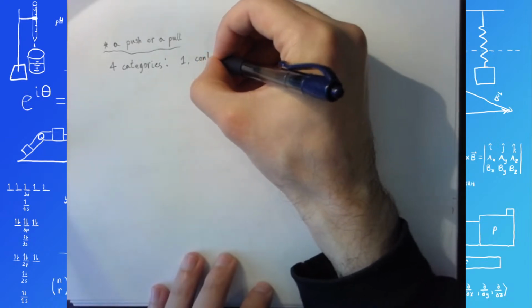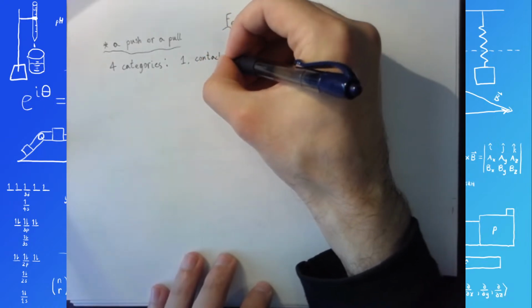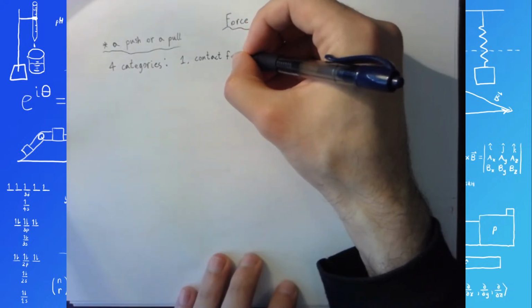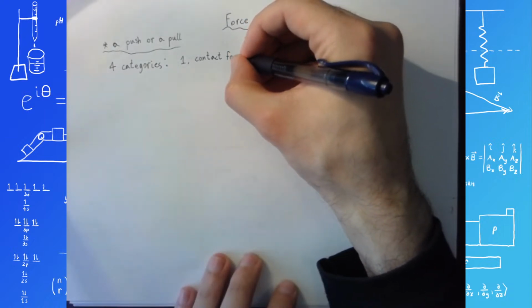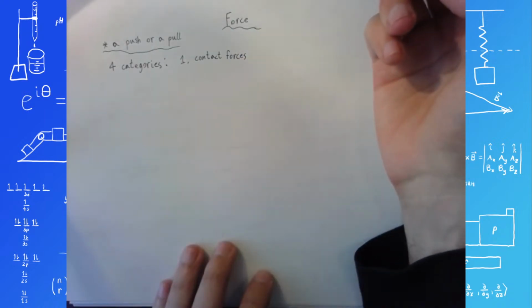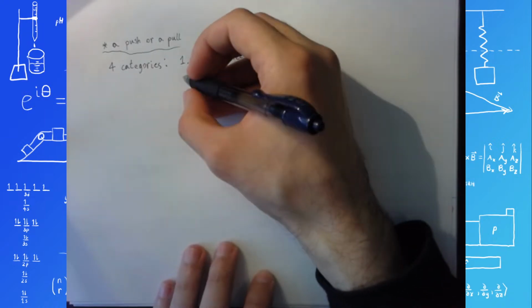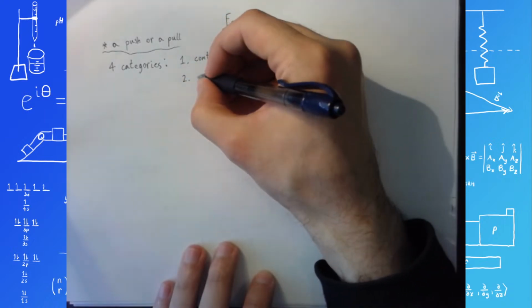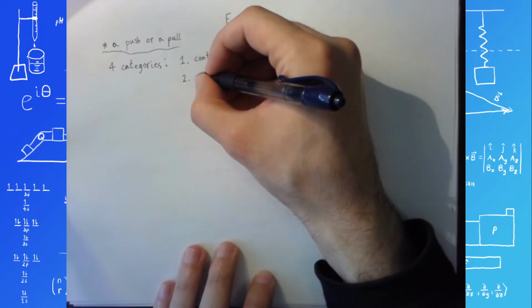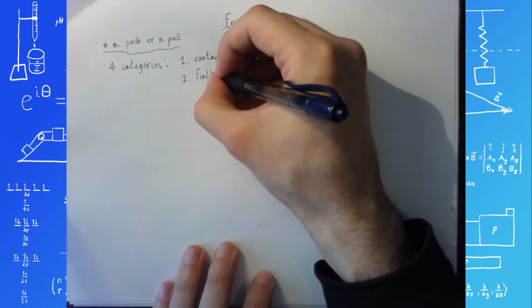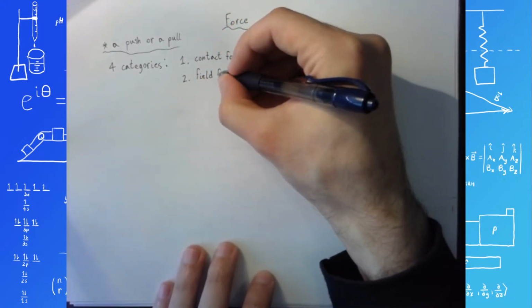Contact forces, which are forces that are exerted by objects having physical contact with each other. Things have to touch in order for these forces to act on them. 2 is, well, the opposite. No contact forces, or what are better known as field forces. Field forces do not require physical contact.